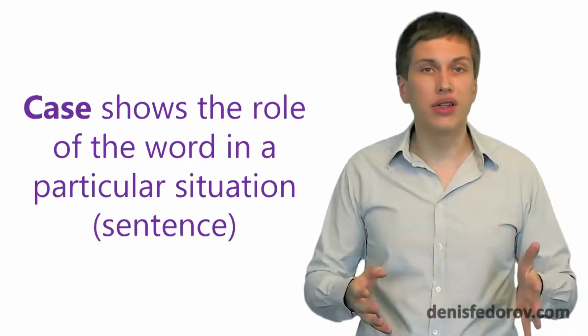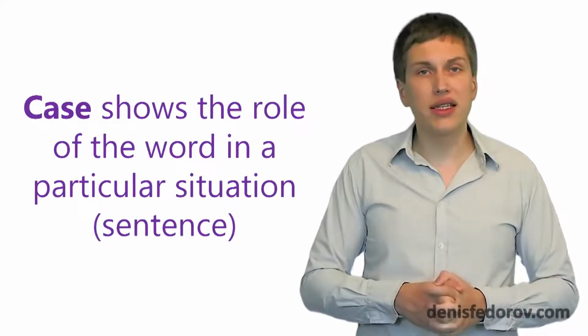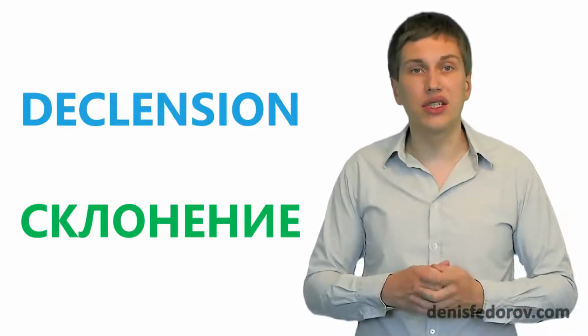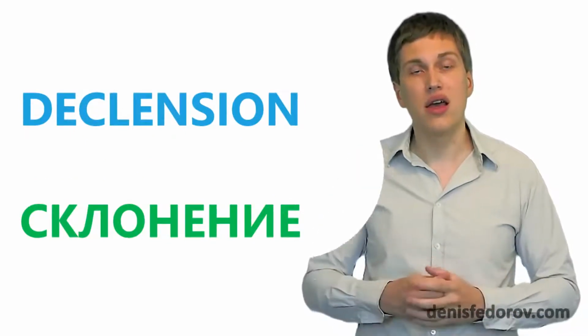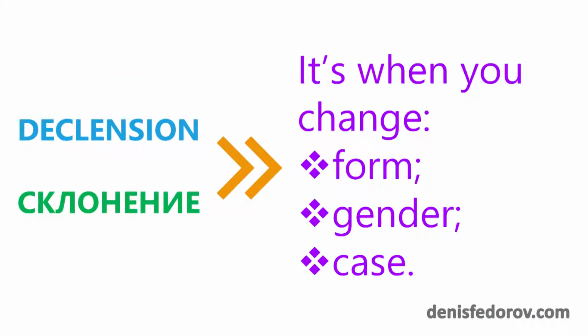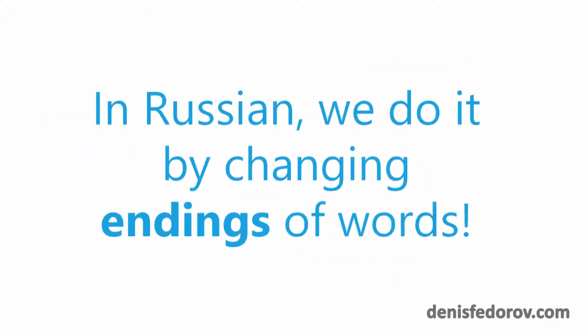Let's go forward. So, in simple words, case shows the role of the word in the sentence. Along with cases, a very important moment is declension, or in Russian it is called склонение. Declension is when you change the form, gender, or the case of the word. And in Russian language it is done via changing the ending of the word.